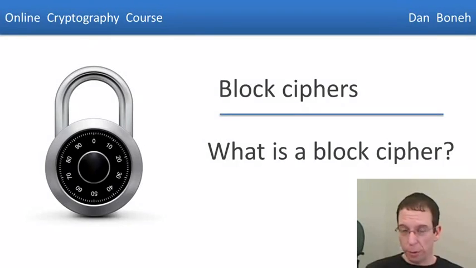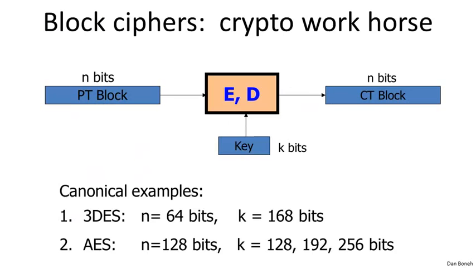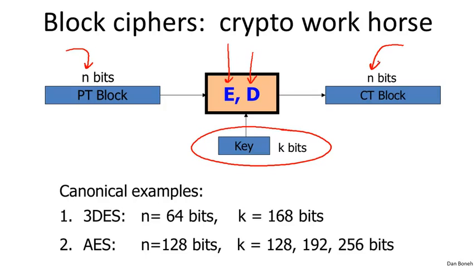Now that we understand stream ciphers, we're going to move on and talk about a more powerful primitive called a block cipher. So a block cipher is made up of two algorithms, E and D. These are encryption and decryption algorithms. And both of these algorithms take as input a key K. Now the point of a block cipher is that it takes an n-bit plaintext as input, and it outputs exactly the same number of bits as output. So it maps n bits of input to exactly n bits of output.